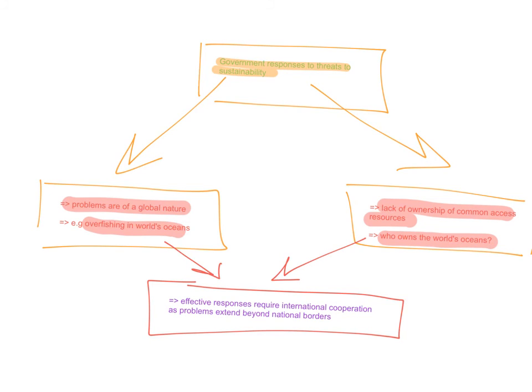And that's why an effective response to the problem of fossil fuels and the threat to sustainability will require international cooperation as the problems extend beyond national borders. So whatever policy responses out of the four that I introduced in the previous slide, whatever policy responses governments decide to take, that will require certain amounts of international cooperation because these problems extend beyond national borders. They can't be dealt with just locally.